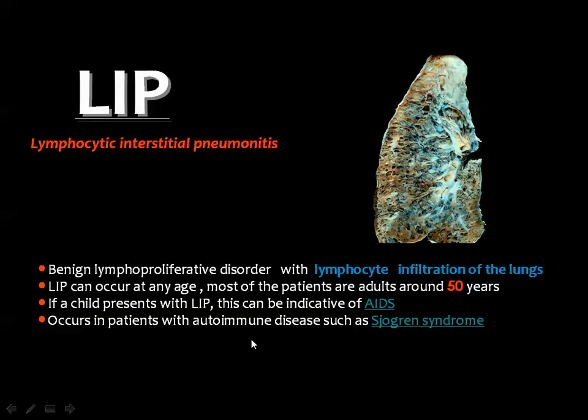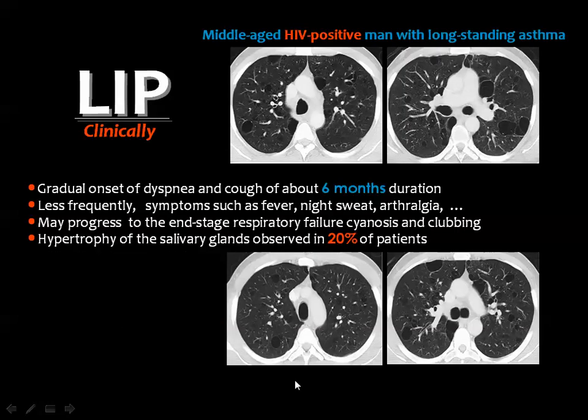But this disease is intimately related to autoimmune disease. The patient should have a known history of an autoimmune disease, especially this one, the Sjogren syndrome, so that it's easy to reach the diagnosis. This patient is a middle-aged HIV positive man with long-standing asthma. The high-resolution CT shows many cystic changes in the lung, and the cysts are distributed haphazardly. The wall of the cyst is more or less thin. The cysts are variable in size, and the lung parenchyma in between is almost normal.